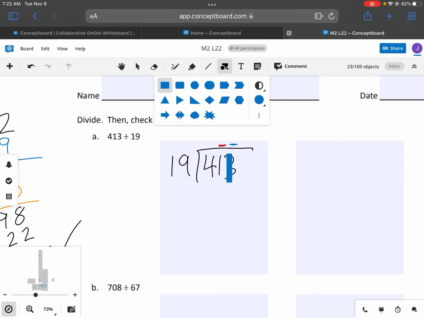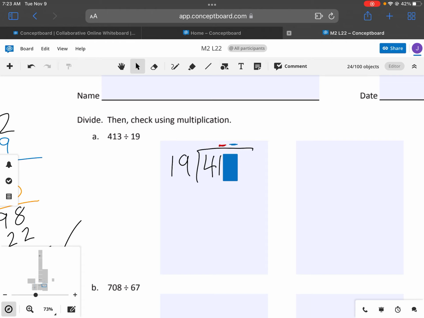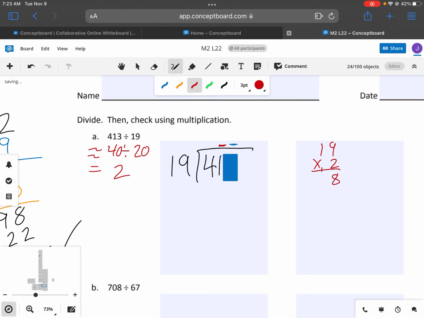So what I'm going to do is look at the 41, and I'm going to use that for my estimation. If I'm dividing by 20, I have 40. 40 divided by 20 will give me 2. So I'm going to do 19 times 2, and that's going to give me 38. 38 is less than 41, so I'm going to go ahead and use that. I'm going to put the 2 up here in the quotient.